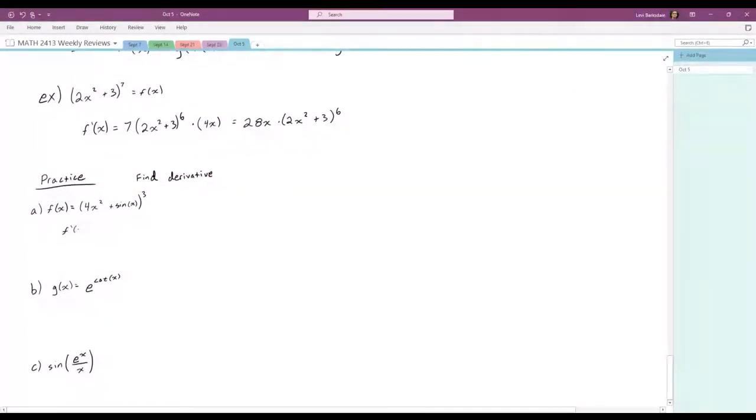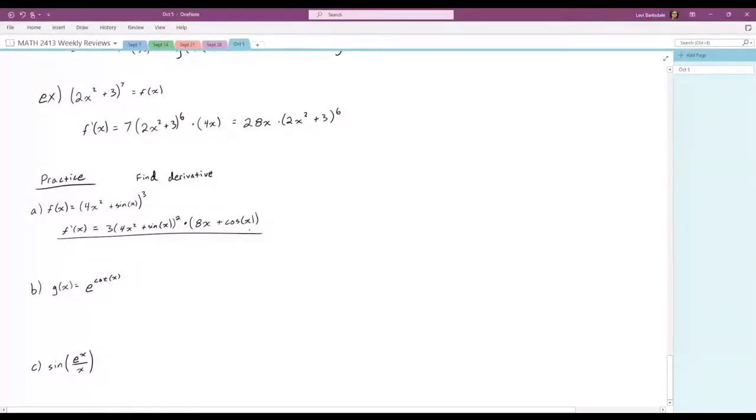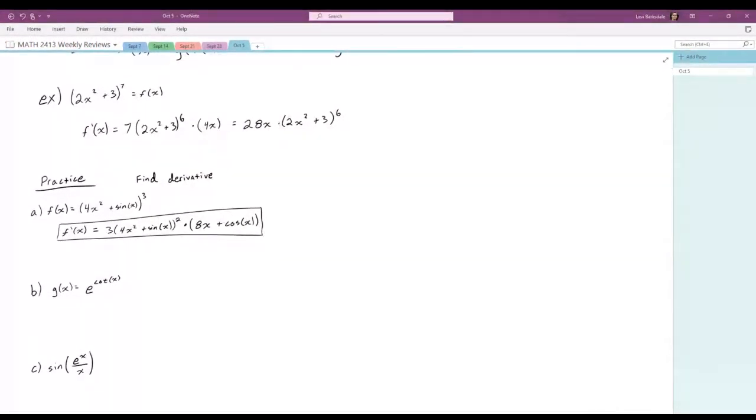So our chain rule says we work from the outside in. First off, we have a power rule. 3 times the inside, and then we decrease the power by 1. Then we multiply by the derivative of the inside. So the derivative of 4x squared is 8x. Derivative of sine x is cosine of x. Done. Not too terrible. Yes, don't forget your exponent. Needs to stay on there.